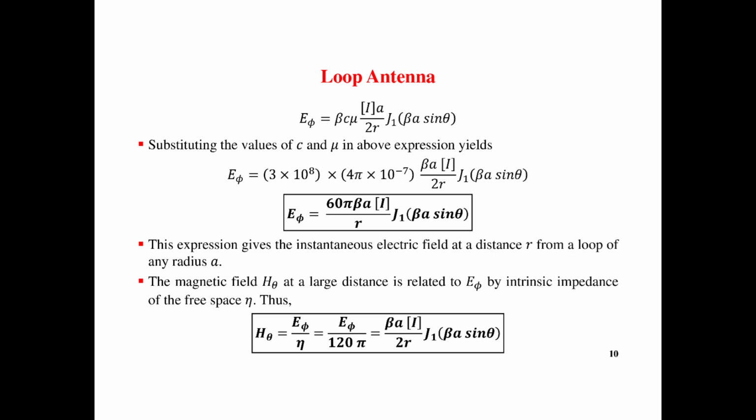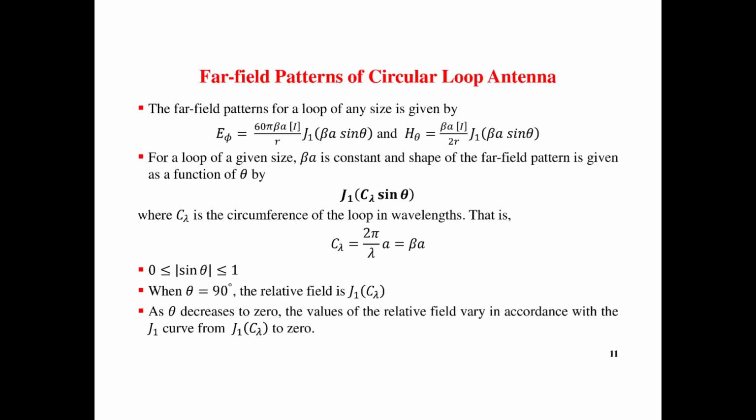The magnetic field component H_θ at a distance is related to E_φ by the intrinsic impedance: H_θ equal to E_φ by eta, equal to beta a I by 2r J1(beta a sin theta). Field pattern of circular loop antenna: E_φ equal to 60 pi beta a I by r J1(beta a sin theta), and H_θ equal to beta a I by 2r J1(beta a sin theta). So J1 of (C_λ sin theta), where C_λ equals 2 pi a by lambda equals beta a.